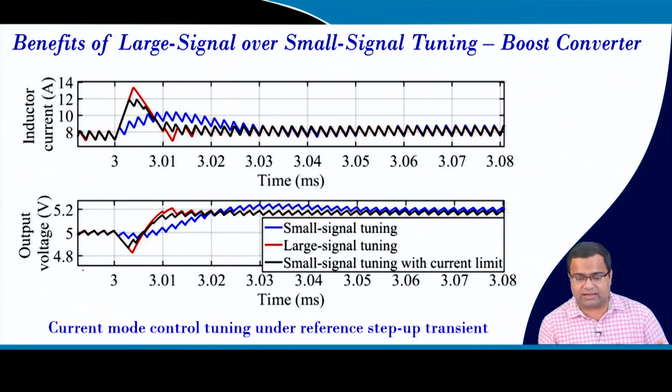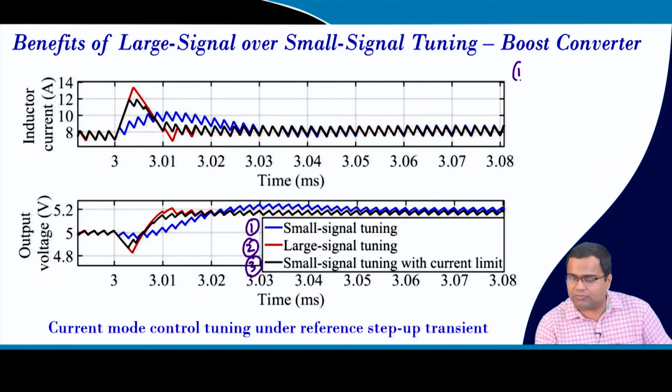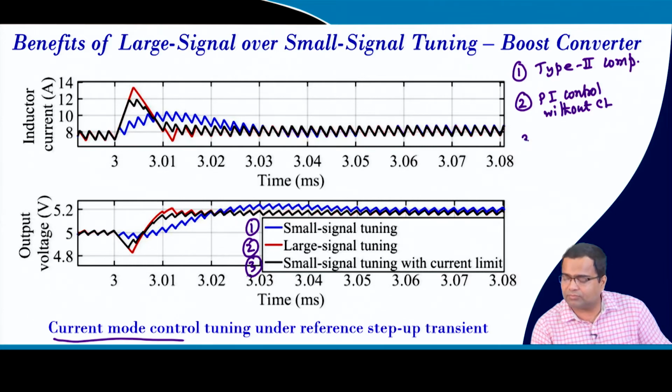Now, if you take a boost converter, this is number 1, this is number 2, this is number 3. In number 1, it is current mode control only, we are using a type 2 compensator. Number 2, we are using simple PI control without current limit, and 3, PI control with current limit, and both using large signal tuning.